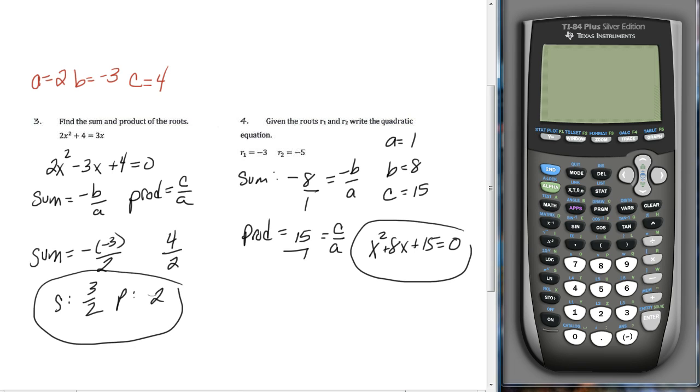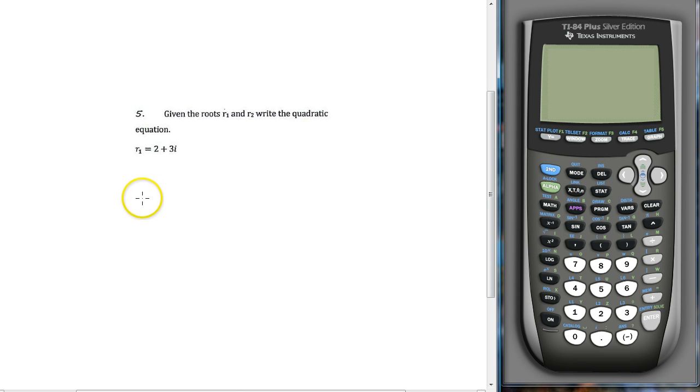Let's try the next one. Question number 5. Given the roots r1 and r2, write the quadratic equation, except only we're given r1. But we should recognize this 2 plus 3i is an imaginary, so they occur in conjugate pairs. So r2 has to be 2 minus 3i. Imaginaries and radicals always occur in conjugate pairs for quadratics.